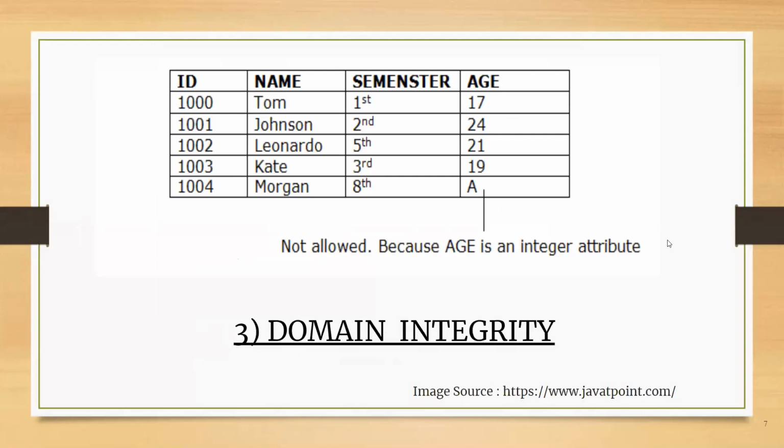Next, we have third, that is your domain integrity. So when I talk about domain integrity, it specifies that all the columns in the relational table should be declared upon a defined domain. So whatever domain you have defined at the time of creation of the table, that same domain value it should represent. So domain constraints can be defined as having a valid set of values for an attribute.